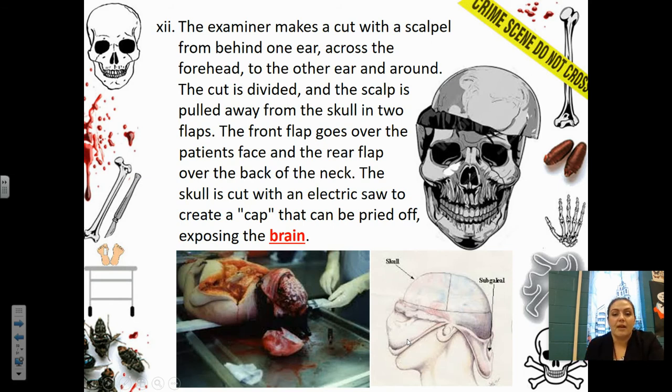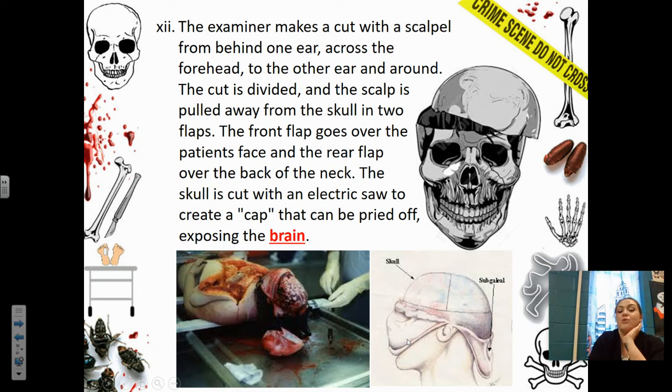So the examiner makes a cut with the scalpel from behind one ear, across the forehead. Okay, so we go here, we go across the forehead to the other ear, and then around. Okay, so you just go all the way around. The cut is divided, and then the scalp is pulled away. So don't look if it's gross. Just cover it up with your hand and listen.